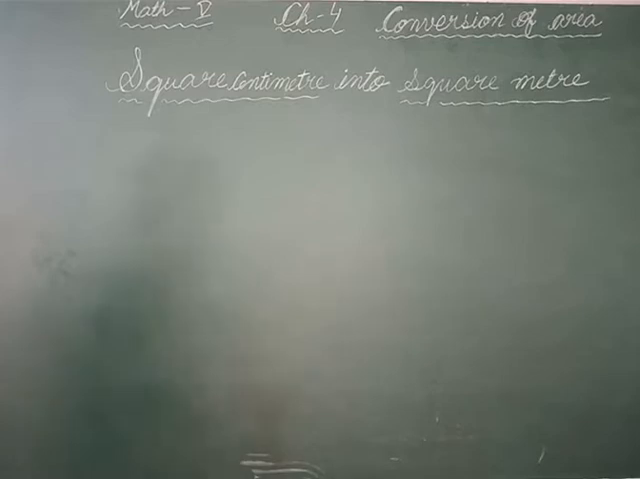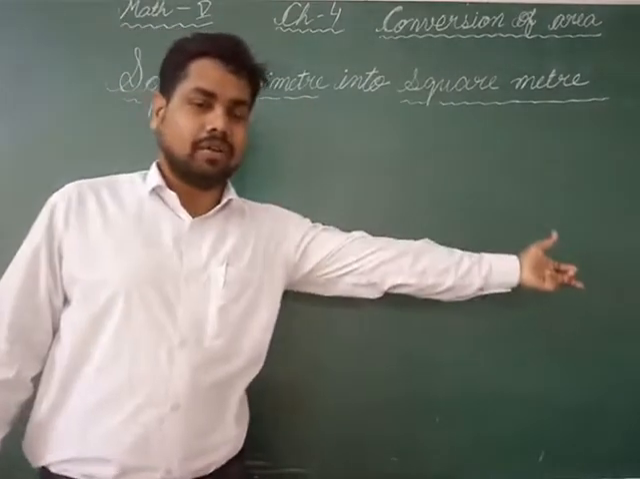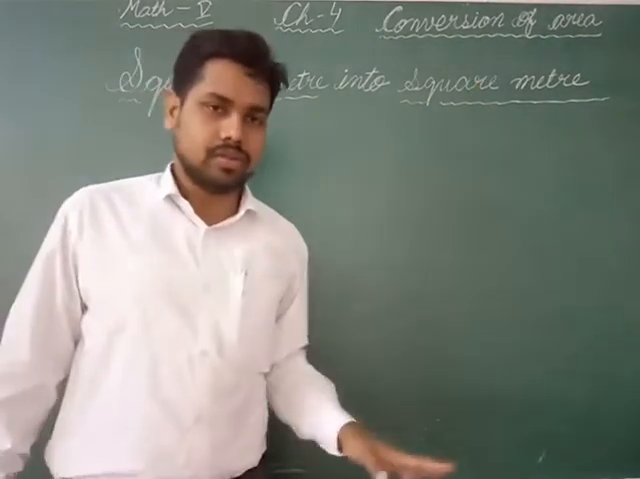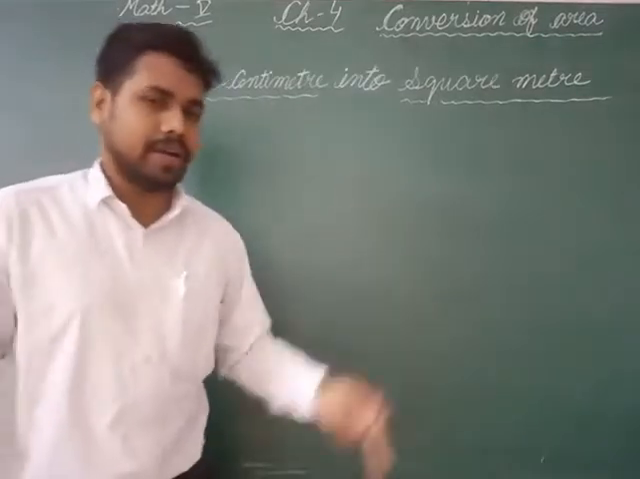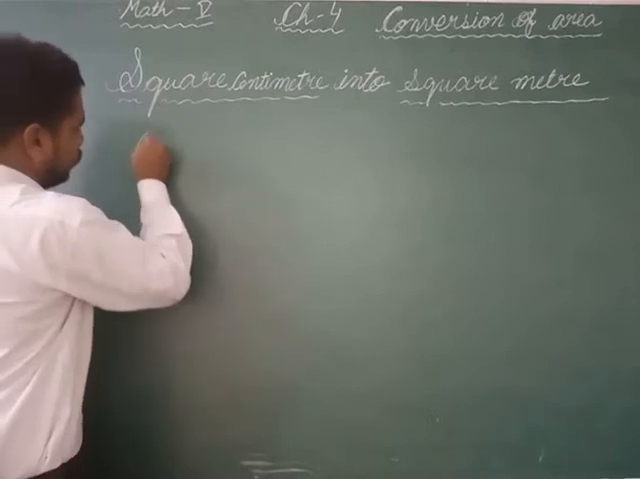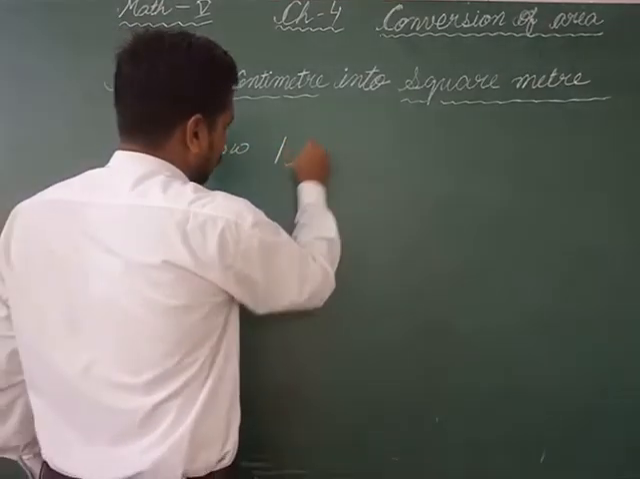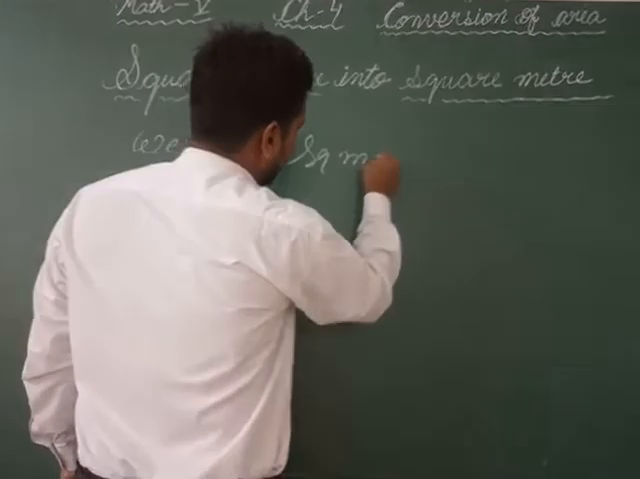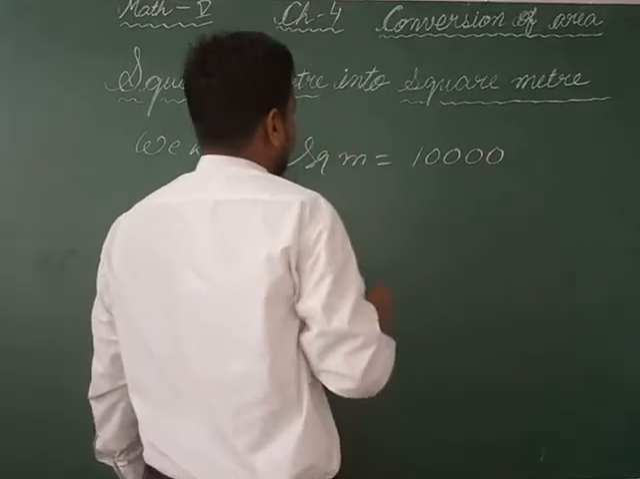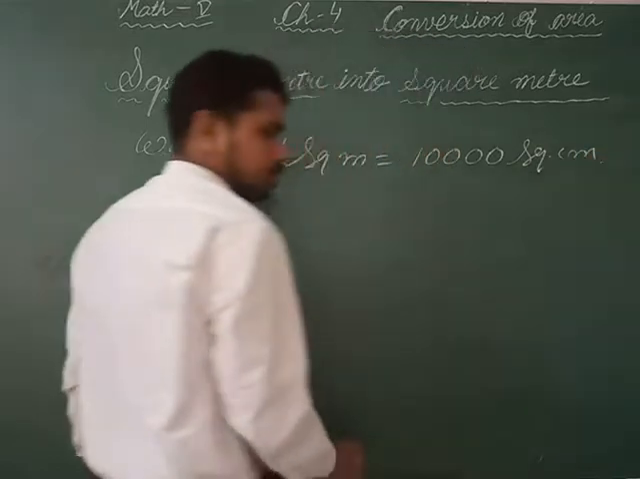Now we will discuss the opposite of that: square centimeter to square meter. Earlier we discussed meter to centimeter, now centimeter to meter. So how can we convert square centimeter to square meter? Here we already know that 1 square meter is equal to 10,000 square centimeter. This we know, right?